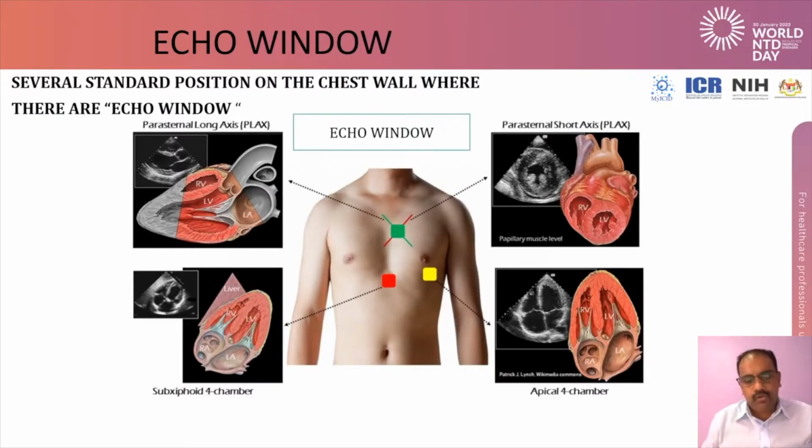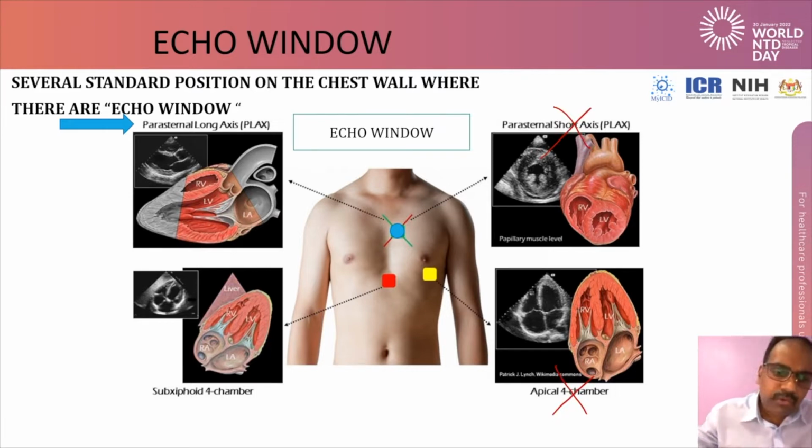When we talk about echo, it itself is a huge topic to be covered, and we may need a day or 2 days to cover the whole echo. But as this is only a 30-minute talk, I will only focus on one window, that is parasternal long axis. I'm not going to cover parasternal short axis or 4-chamber, which will continue with 5-chamber and 2-chamber view, and I'm not going to look into subxiphoid 4-chamber view.